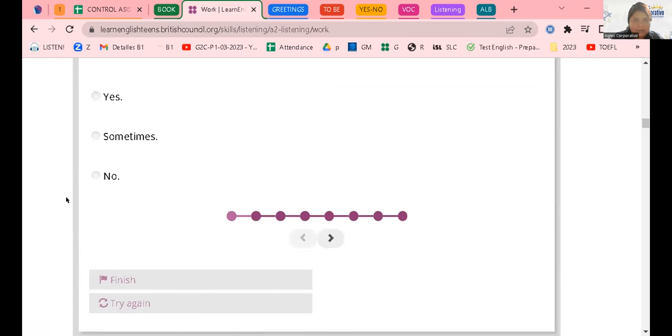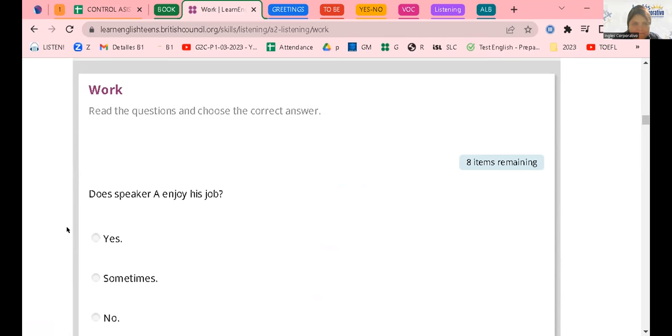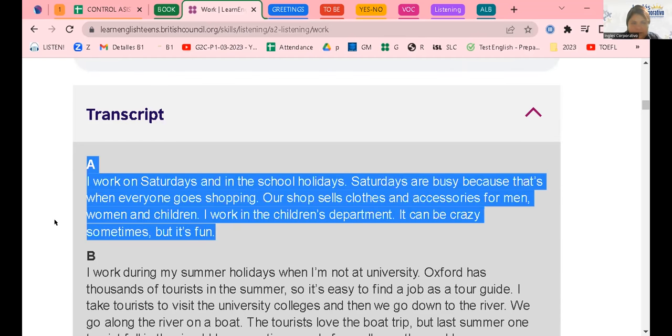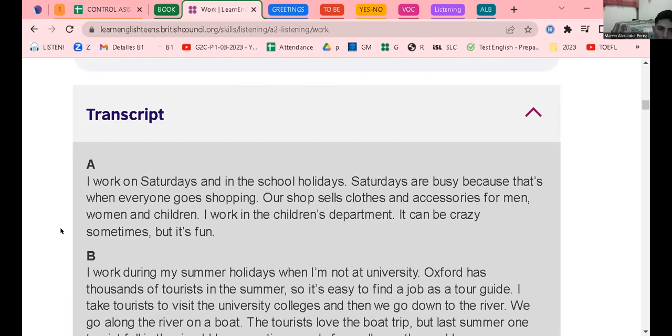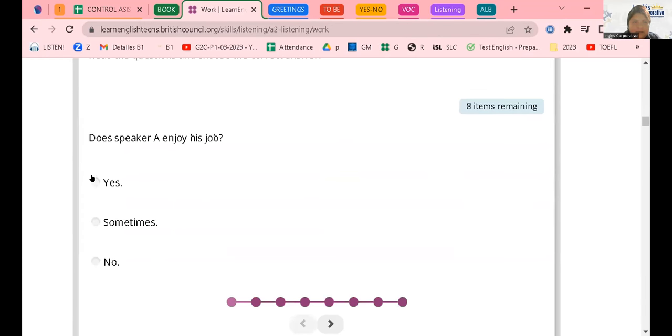I think these are some questions. Okay. Does speaker A enjoy his job? Enjoy, what's the meaning? Disfruta, disfruta su trabajo. Speaker A, do you remember speaker A? Look at this, speaker A. Read it. But it's fun. Yes. It's divertido. Okay. So, yes.